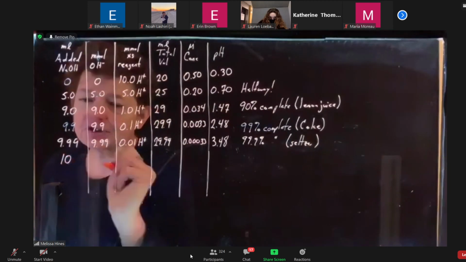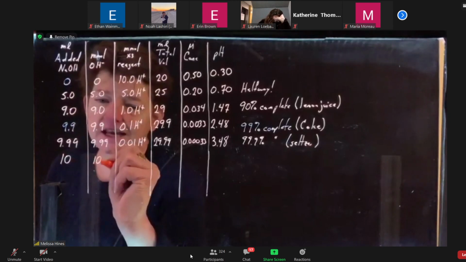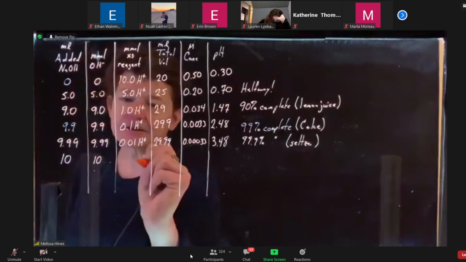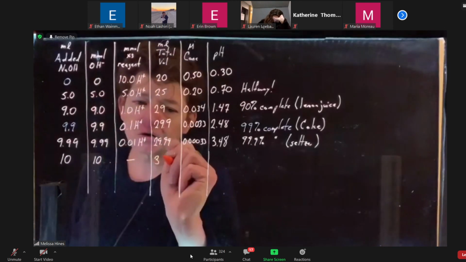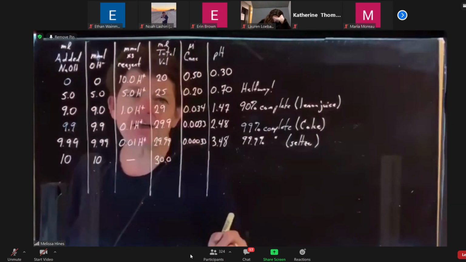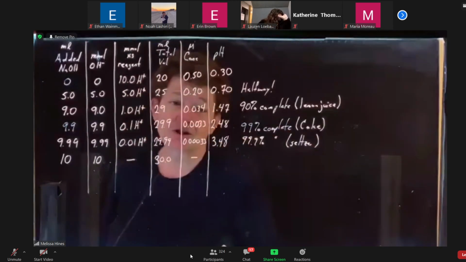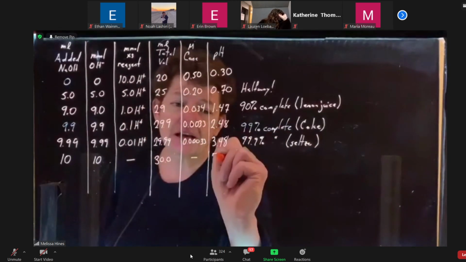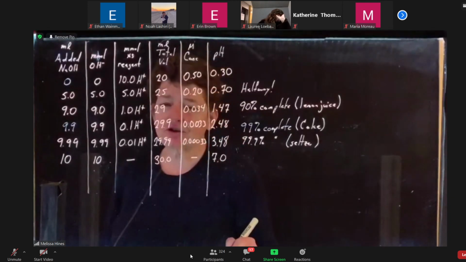Okay, let's just go on and take it to completion. So at completion, we've added 10 mils of sodium hydroxide. We've added 10 millimoles of OH minus. We no longer have an excess reagent. Our new total volume is going to be 30. And our new concentration, it doesn't matter because now we just have water, and our pH is going to be 7. Okay, so this is the neutralization point.